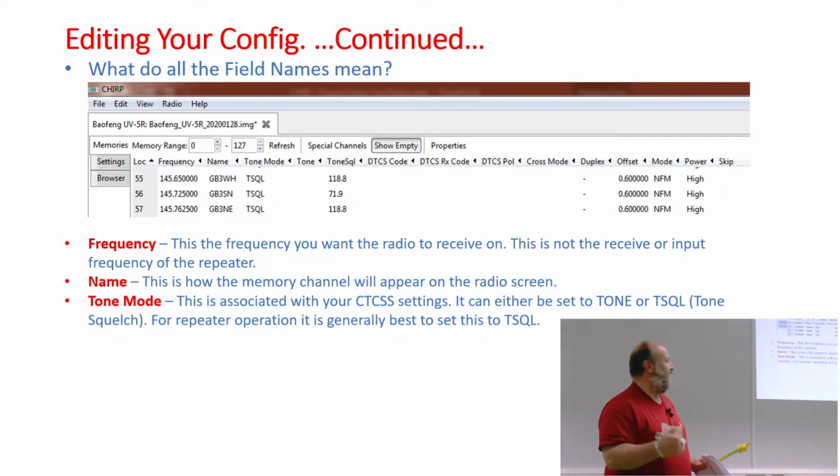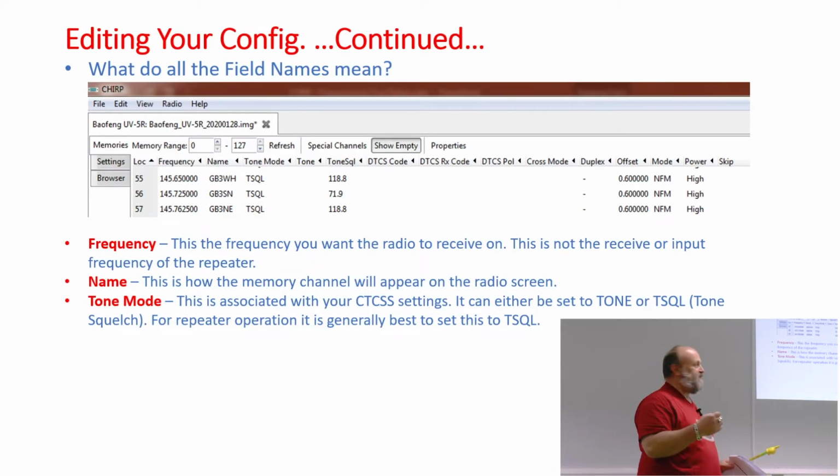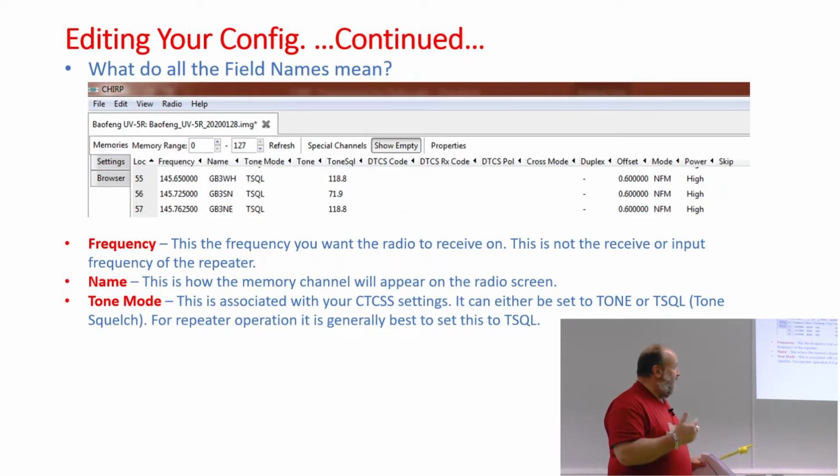Tone mode, this is associated with your CTCSS settings for repeater operation, and it can either be tone or tone squelch. Now, some people may disagree with me here, but I've always found that using the tone squelch option is better than using the tone one, and I've had it not work properly a couple of times when just using tone. Don't know why, whether it's a setup on the repeater or whatever, but I always use tone squelch and it seems to work.